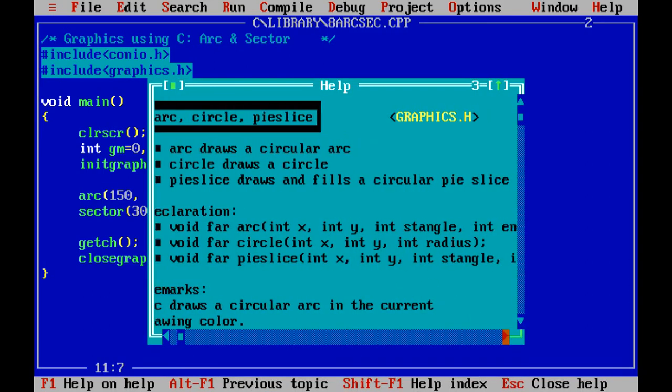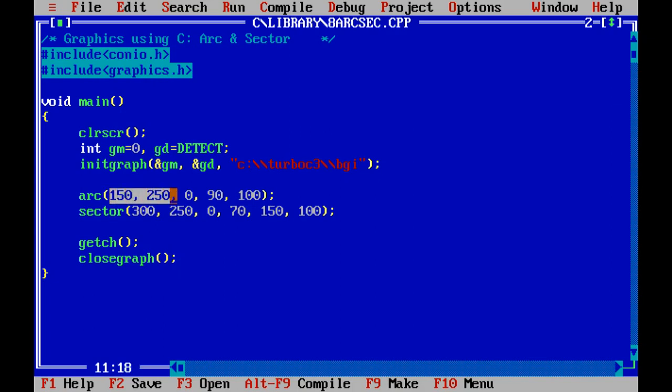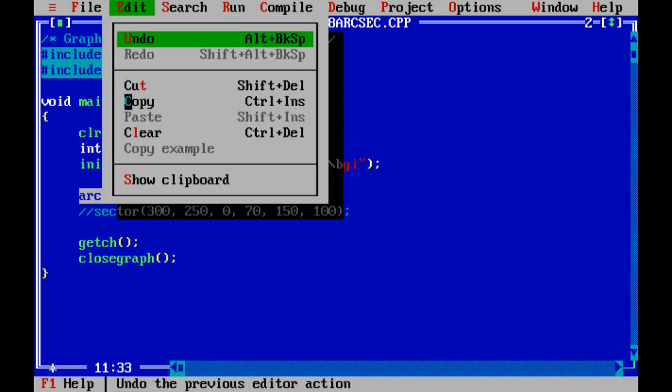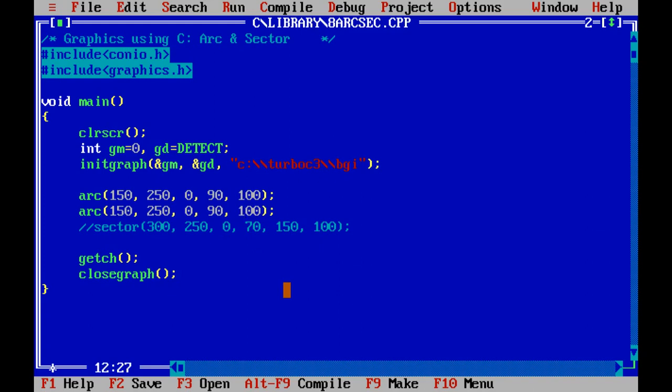It has five parameters. The first two parameters indicate the center. This parameter indicates the start angle. This parameter indicates the end angle, and the last parameter indicates the radius of the arc. Okay, if we draw another arc, then it will be clearer. We just increase the radius and change the end angle to 180.